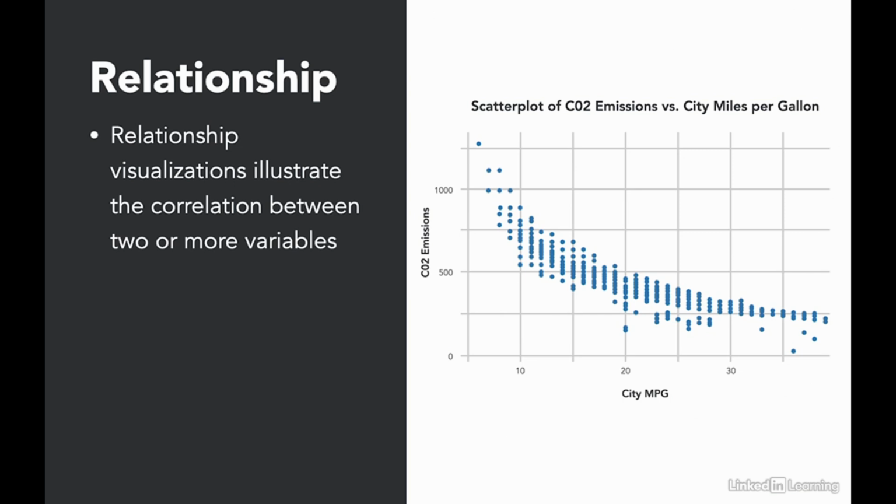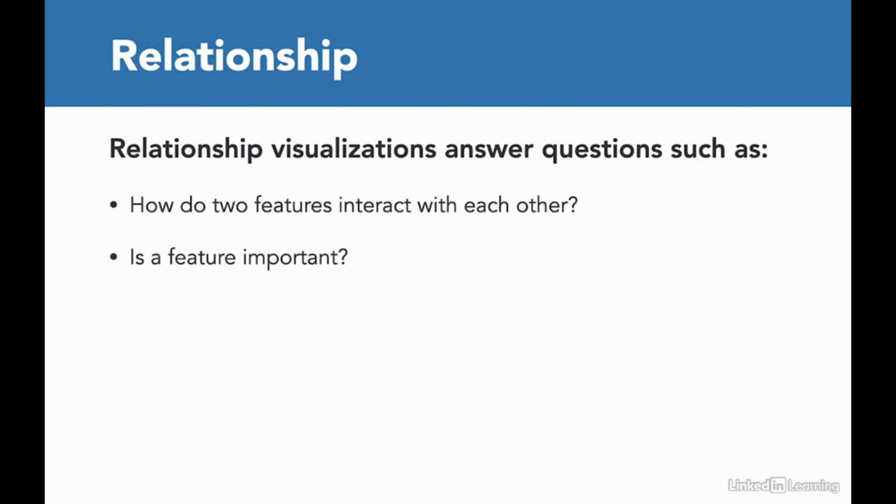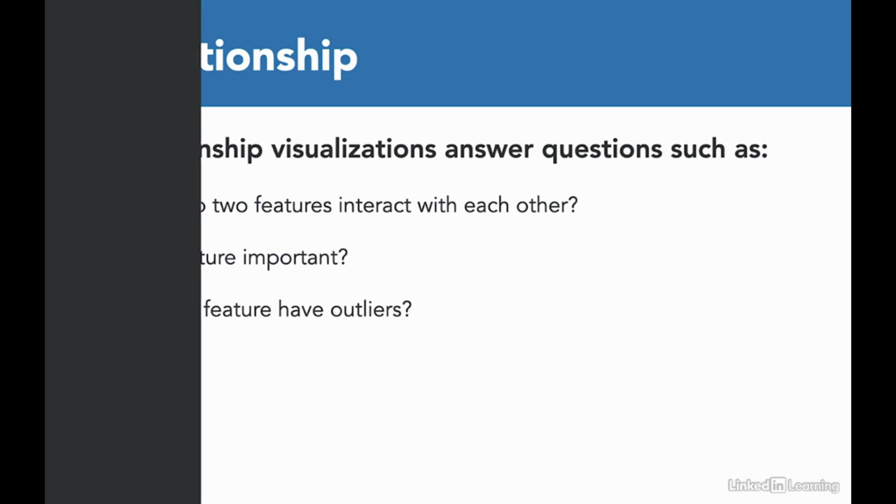Specifically, vehicles with higher city mileage ratings emit less carbon. Besides illustrating how 2 features interact with each other, relationship visualizations also provide insight into the significance of a feature and the existence of outliers within the values of a feature.